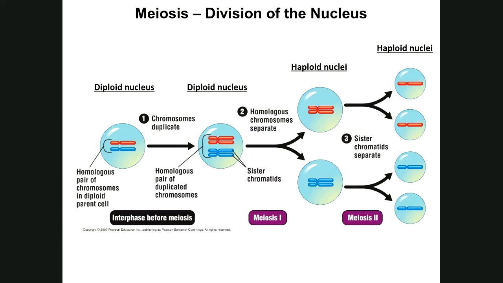Now, meiosis itself is division of the nucleus. So this is a reminder. So imagine you're looking at a nucleus here, and we start off with a parent cell that is diploid. That means its nucleus is diploid. It contains pairs of chromosomes. Most are homologous pairs. Okay.